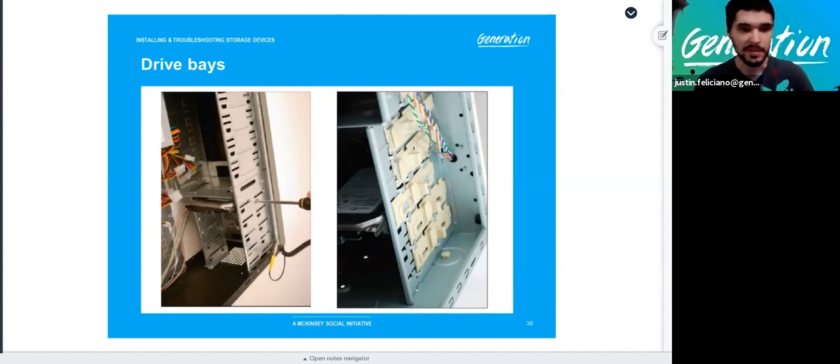You see on the left, it has the screw to hold it in. And on the right, we have the little tab that's actually going to lock it into place. You're not going to need the screw for that one. But for the most part, I've seen more of the screw mounts than I have the tab mounts, at least in the computers I've worked with.